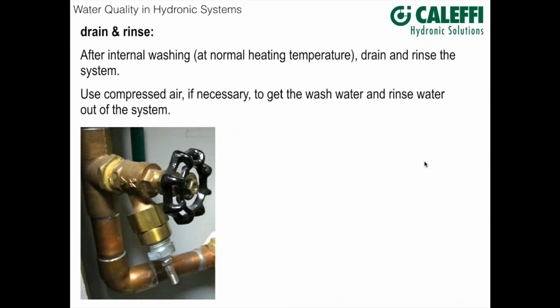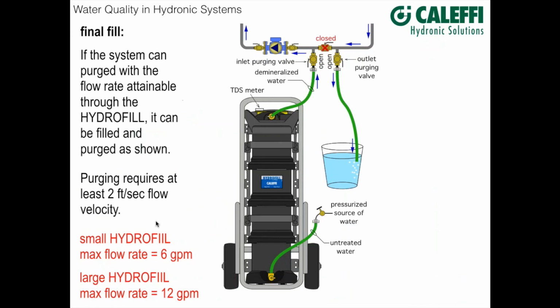And depending on the system, you may be able to do that by opening some drain valves and letting gravity drain it out, or you may do a setup like this. This is just a Schrader valve connected to a boiler drain, so we can put some compressed air in there. And the general idea now is flush the system out, get the wash water out of that system as much as possible. And then we're going to do a final fill.